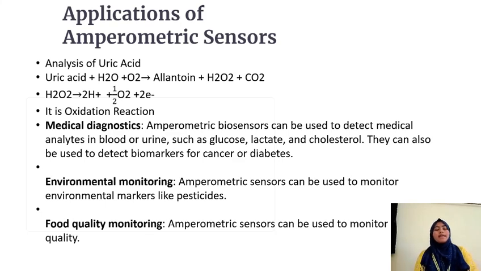Here, analysis of uric acid. Here we are taking uric acid in the place of glucose for checkup of patients. Uric acid is also neutral, so it can't give any signal. So we convert it into allantoin in the presence of urease, giving allantoin, hydrogen peroxide and carbon dioxide. This hydrogen peroxide again releases H plus ions, oxygen and electrons. It is a redox reaction because here electrons are released.